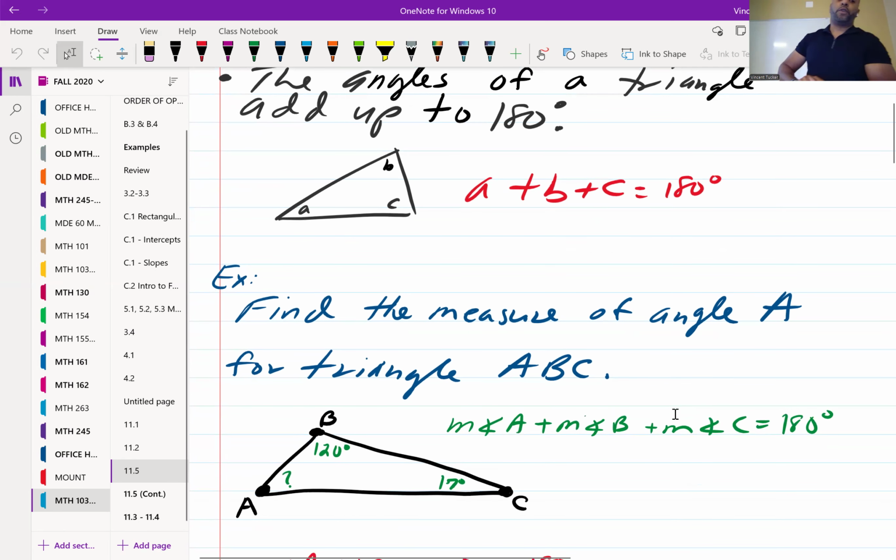All right. So first example, leaning on that premise, it says, find the measure of angle A for the triangle ABC. And so you see that in the figure, they give us 120 for angle B, 17 for angle C, and then A is the unknown.